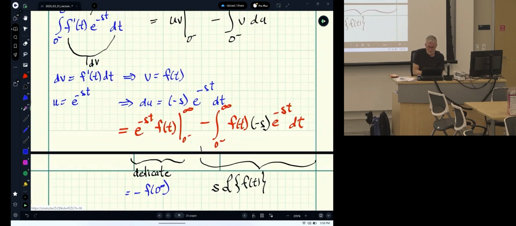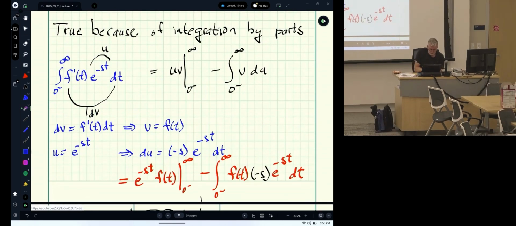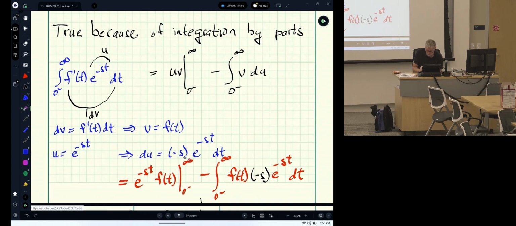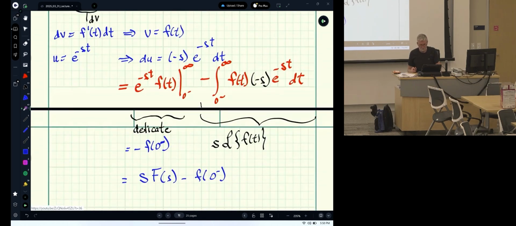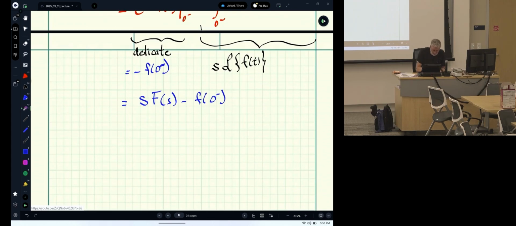So the key thing is it's really integration by parts. In the integration by parts formula, the du gives you the s e to the minus st, and then the minus and the minus makes a plus. So, okay, s is differentiation.